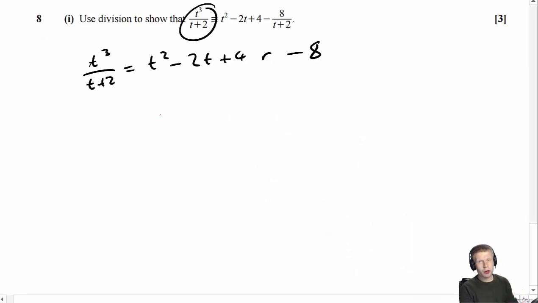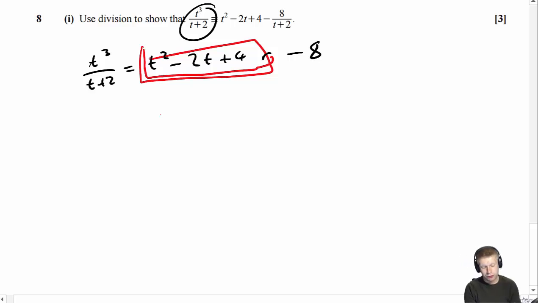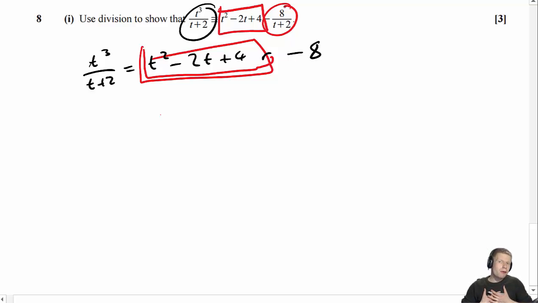Okay, so then let's have a look at the form which they want us to leave it in. Well, I've got my t squared minus 2t plus 4. That goes there. But then if you look, they've put their remainder of negative 8 over t plus 2. I've got a remainder of minus 8, and if you think about it, that makes sense.